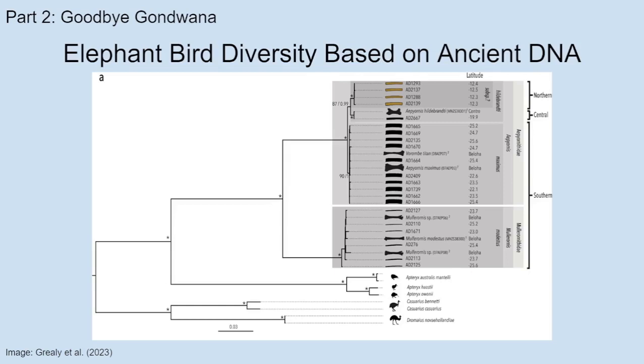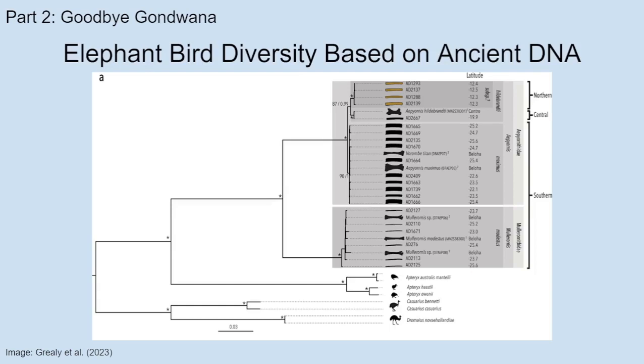And so this study was a study on ancient DNA. They were able to extract the genetic material from the eggshells of these elephant birds, because elephant birds are very well known from eggshell specimens. They laid, as far as we know, the largest eggs of any animal, and they had very thick, very durable eggshells, and so there are tons of eggshells known from Madagascar that were produced by elephant birds.